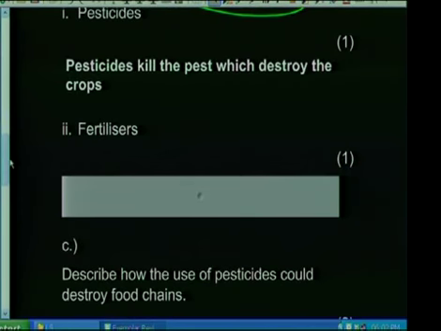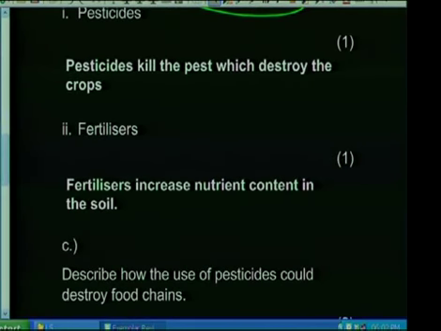Okay, and the use of fertilizers. How will that help us? That's also obvious. Fertilizers will increase the nutrient content in the soil. So there will be more nutrients in the soil, and more nutrients in the soil will lead to better plant growth. And if there's more plant growing, it may sustain better animal life, and therefore we'll get more food.